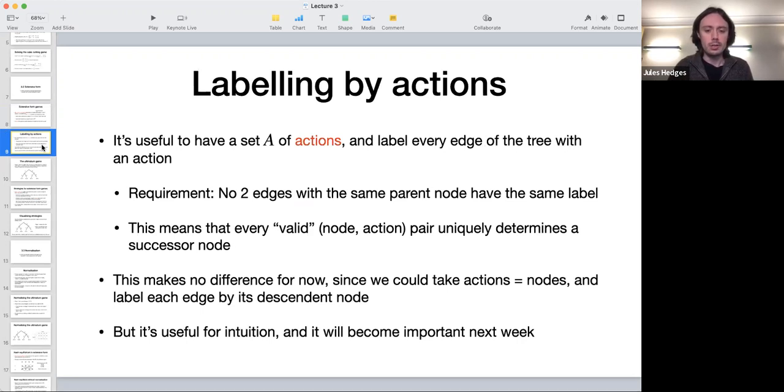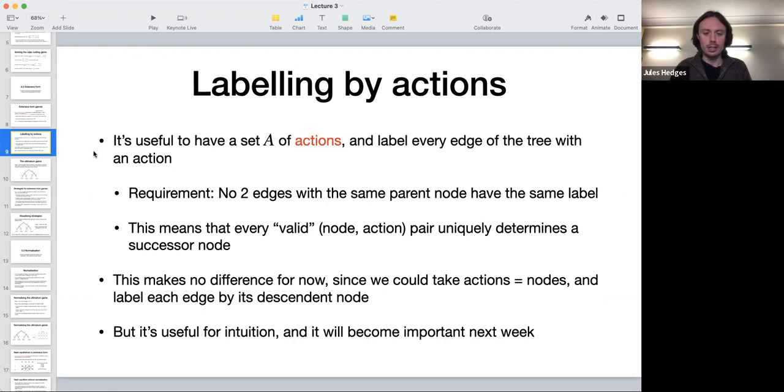It is useful to have another bit of labeling, which is to say we have a set of actions, and we're going to label every edge of the tree with an action. Now this week we could get away without actions, but we're going to need them next week, and also actions are useful for intuition. So I'm going to introduce them now.